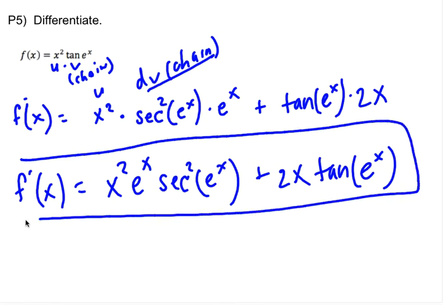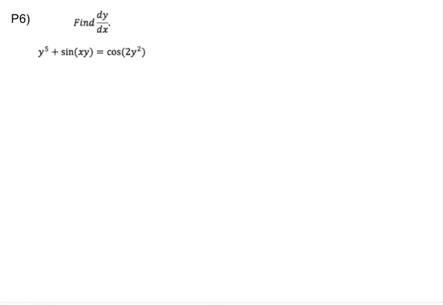And that's my answer. All right, moving on. Okay, same thing. So we're finding dy/dx, and this is going to be implicit, right? It's not doable to solve this for y, and even if it was doable, it certainly wouldn't be worth it. Okay, so a couple things to notice.